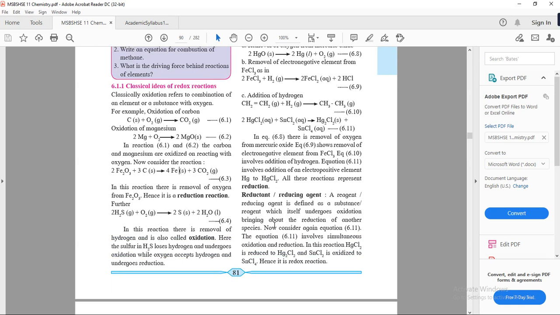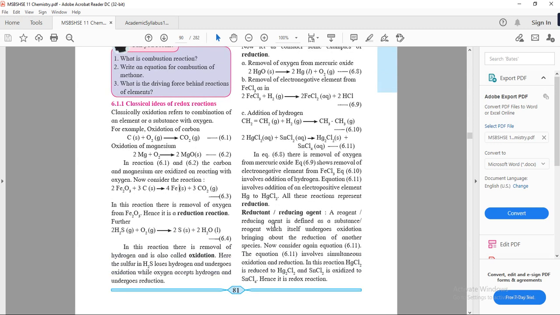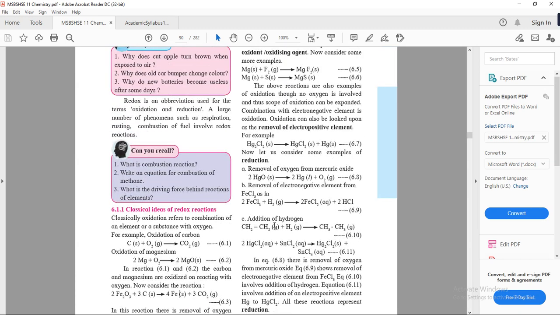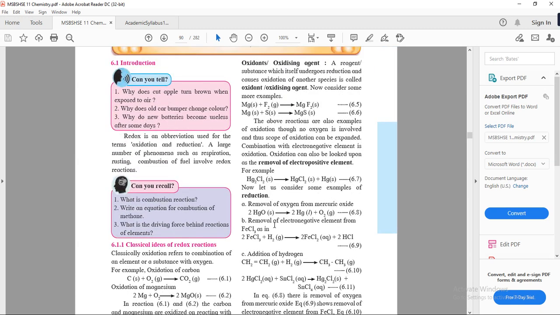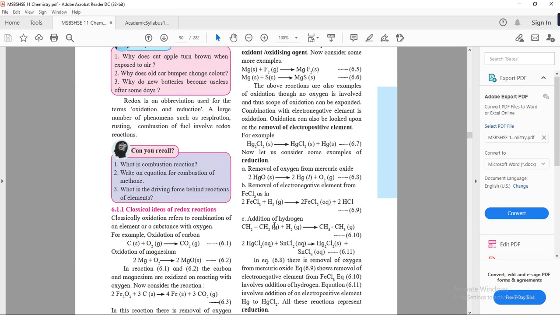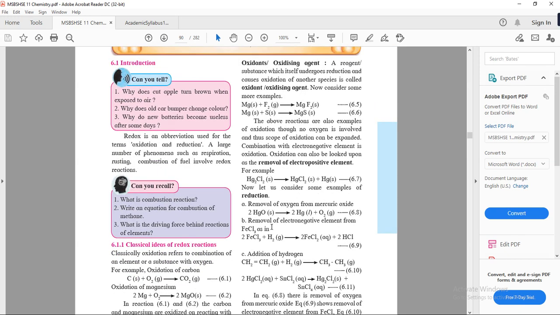When both the reactions take place simultaneously, the reaction is called redox reaction, oxidation and reduction. One more definition is with respect to electrons: removal of electron and addition of electron. So removal of electron is oxidation, addition of electron is reduction reaction. Now another term is oxidant or oxidizing agent, and reductant or reducing agent.